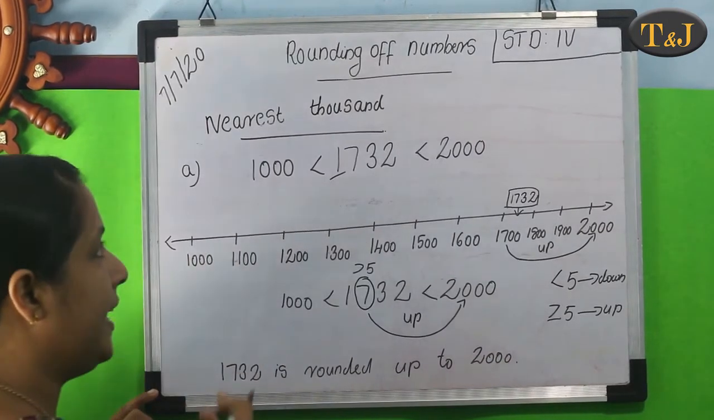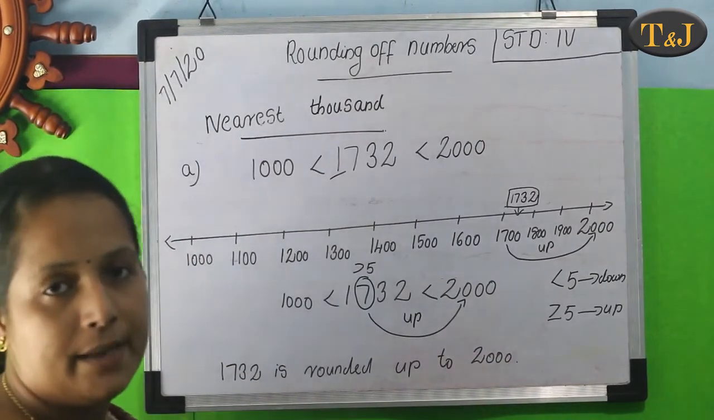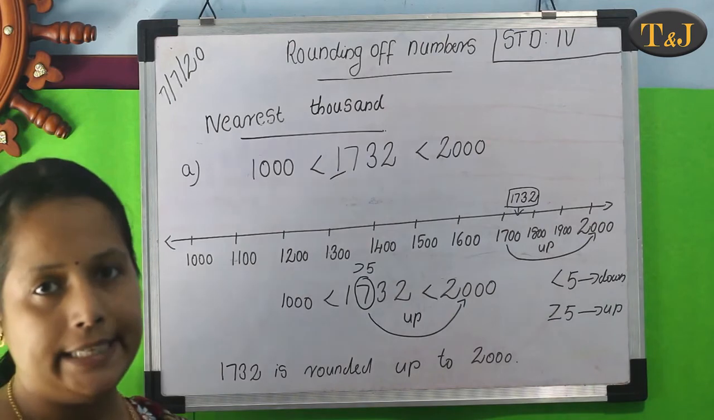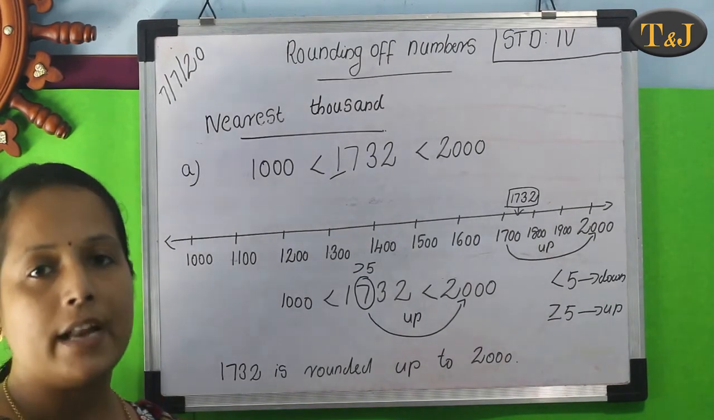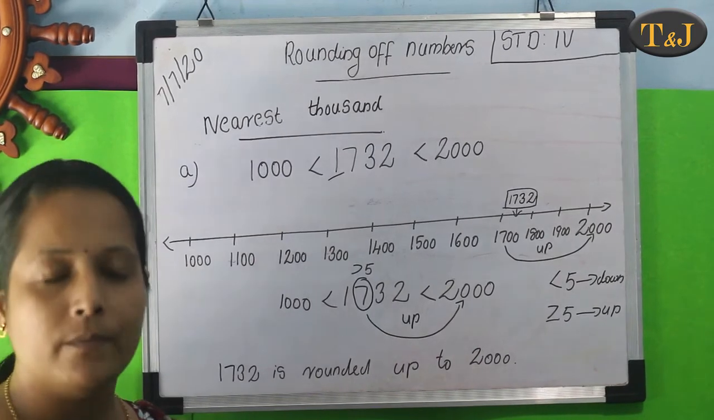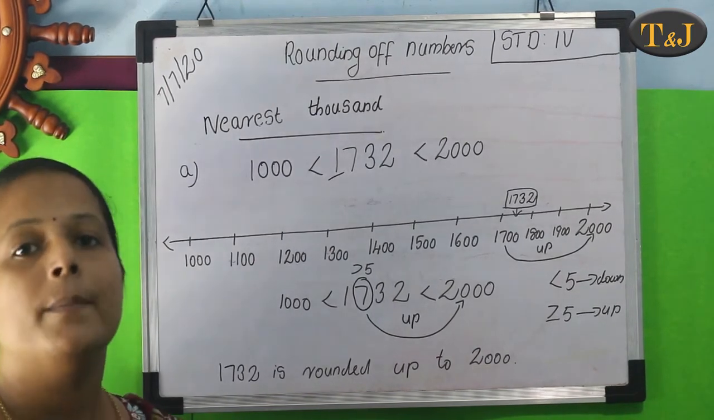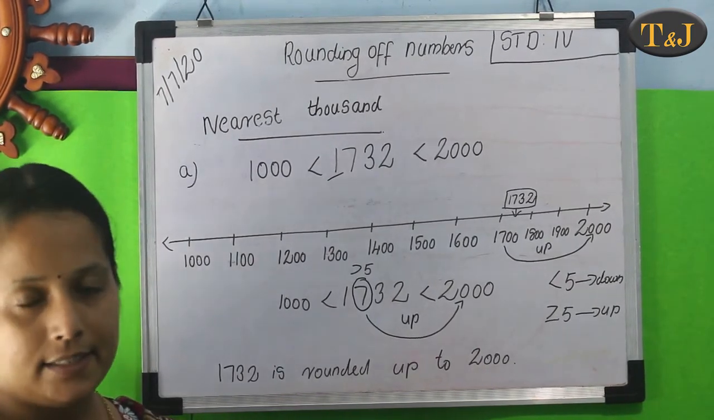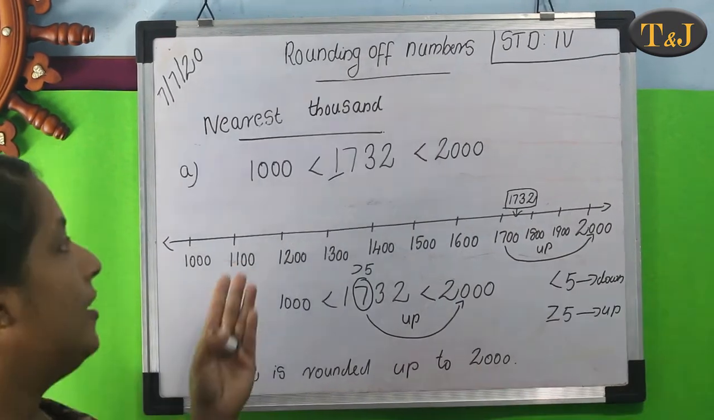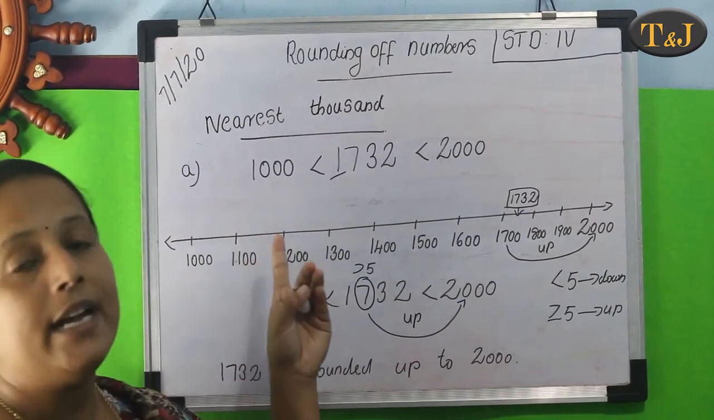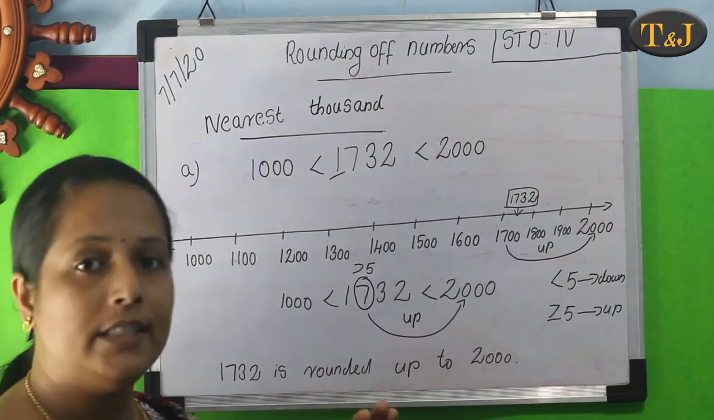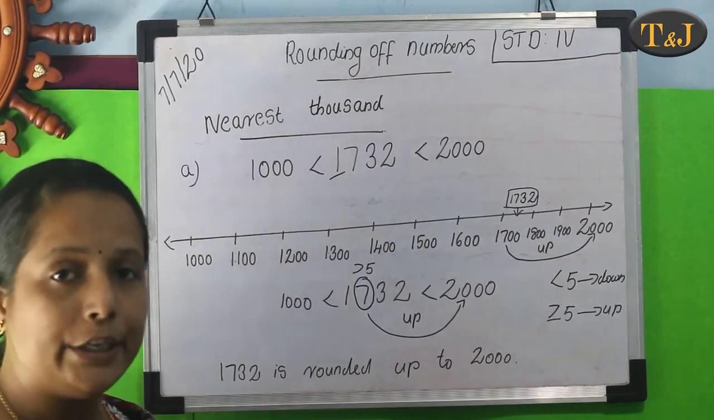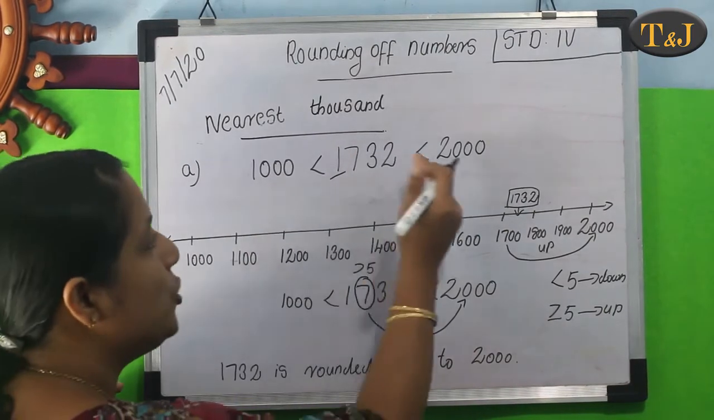Okay, once again I explain the problem. Our given number is 1732. We take the first digit, that is 1. So we write 1 and put 3 zeros. Why are we putting 3 zeros? Because it is the case of nearest 1000. So we write 1000 here, and adding 1000 to this number, we get 2000. Therefore 1732 lies between 1000 and 2000.